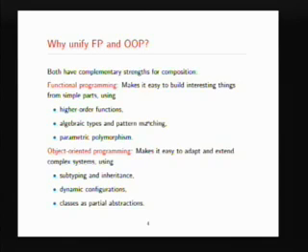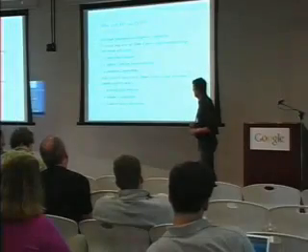Object-oriented programming, on the other hand, makes it very easy to adapt and extend complex systems using subtyping and inheritance, dynamic configurations, because objects, the basic components, can be rewired as you want at runtime. And also, often overlooked in the functional community, classes are really incredibly useful, this idea of partial abstraction, that you just define something and you implement what you can, and what you can't implement, you just leave abstract and you delegate to subclasses. This is very, very nice, actually.